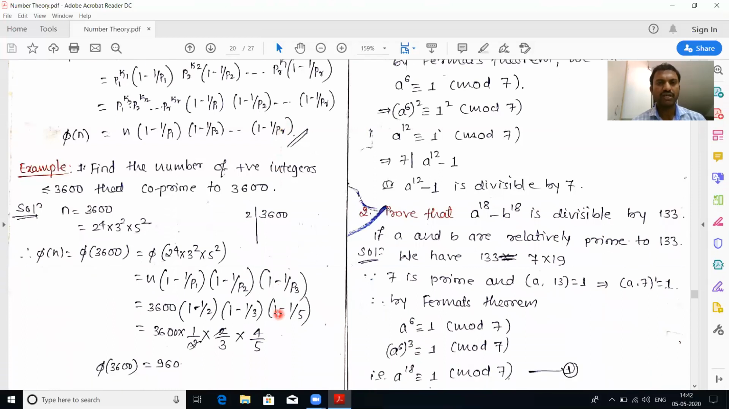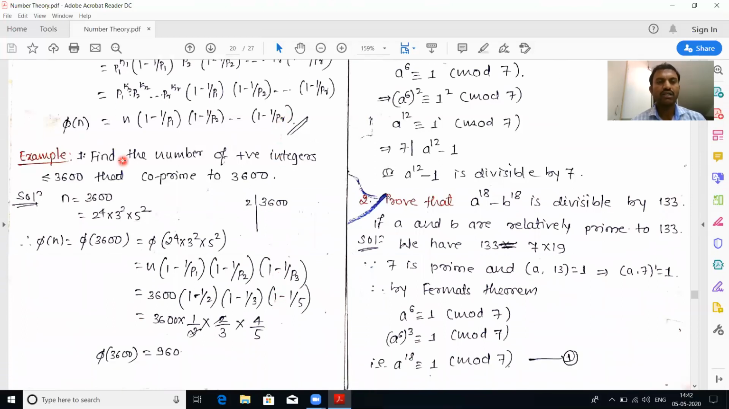One example I have solved here: find the number of positive integers less than or equal to 3600 that are co-prime to 3600. See here, they are not asking directly for phi of n; they are asking by using the definition. We know by the definition, the number of positive integers less than or equal to n and relatively prime to n is nothing but phi of n. So in this also we need to calculate phi of n itself.